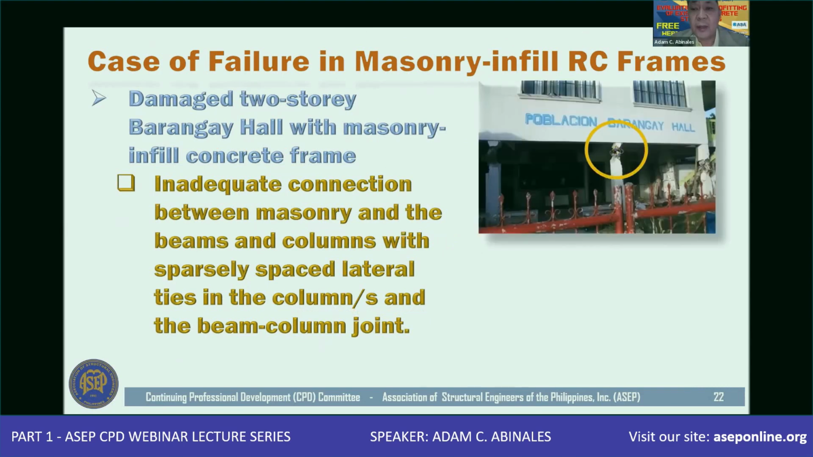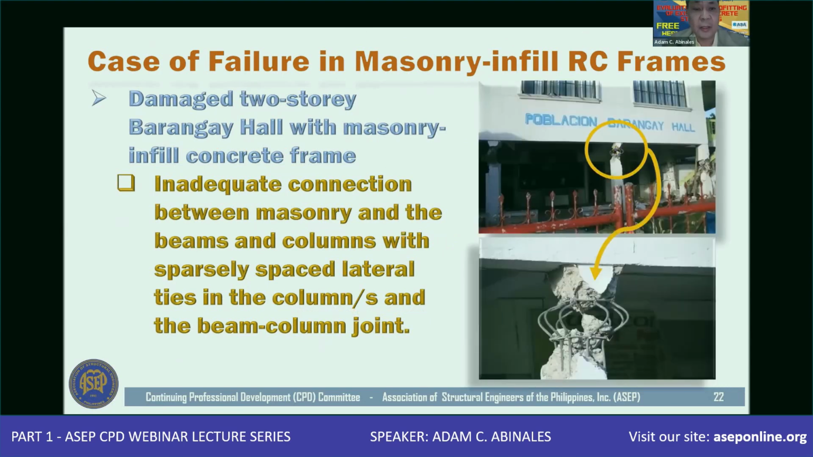This one is actually a barangay hall in the Negros Oriental earthquake with masonry infill concrete frame. So trying to look at this, the connection of this floor here to that of this column here at that particular joint, there is inadequate connection between the masonry and the beams. Actually, there are supposed to be some walls here, but I think they have been torn down. And the beam and columns and the joints of this column to that frame there have sparsely spaced lateral ties, as you can see here, at the beam column joints.